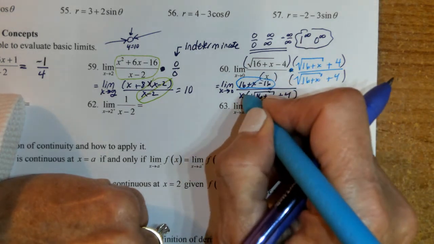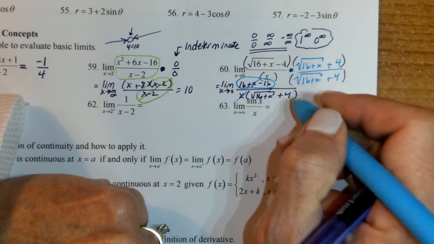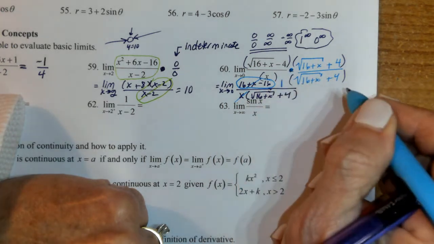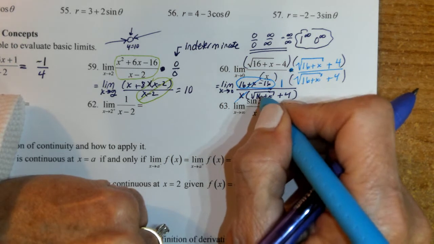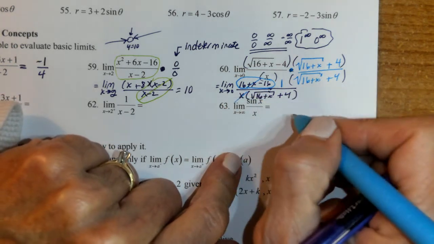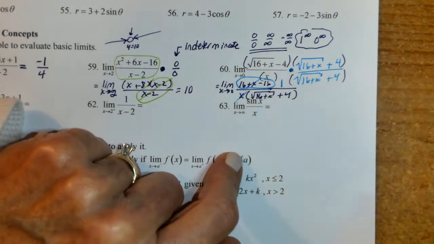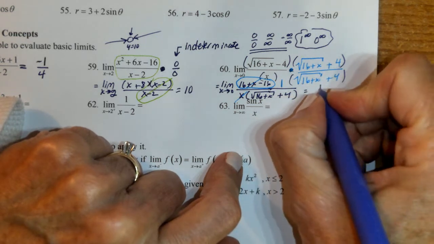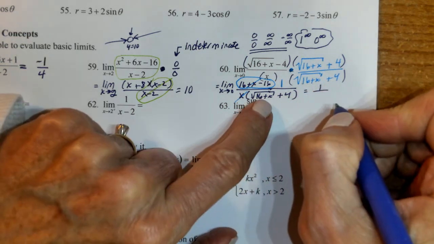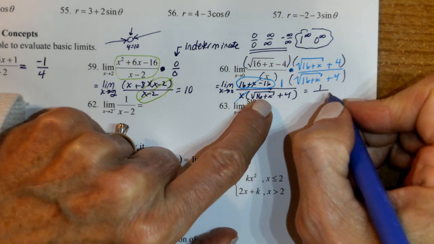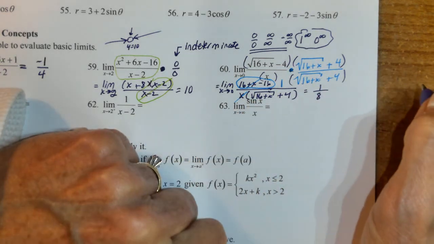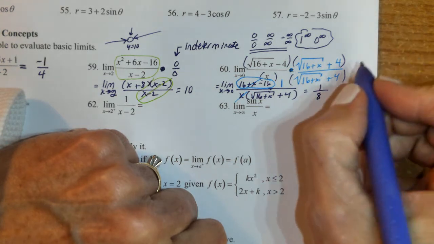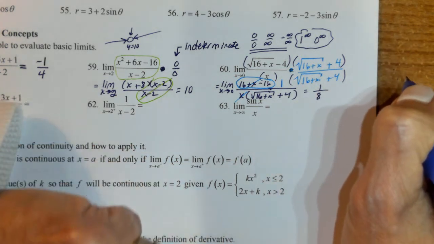So we just have an x. So this x is going to cancel with this x down on the bottom, leaving a 1 up on top and this parentheses on the bottom. And now we can put 0 in for x. So now if we put 0 in for x, we have 1 on top, and on the bottom we have the square root of 16 plus 4, 8. So this limit is 1 over 8, 1/8.